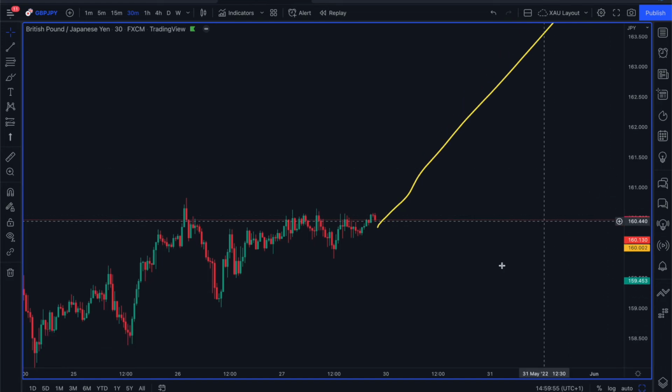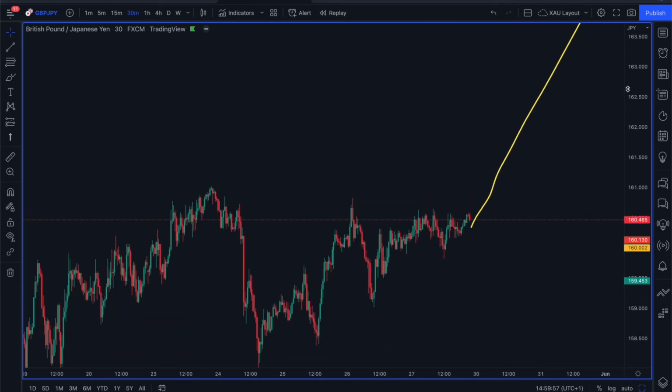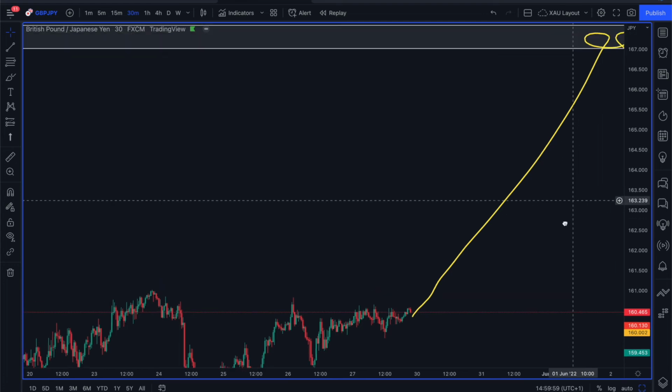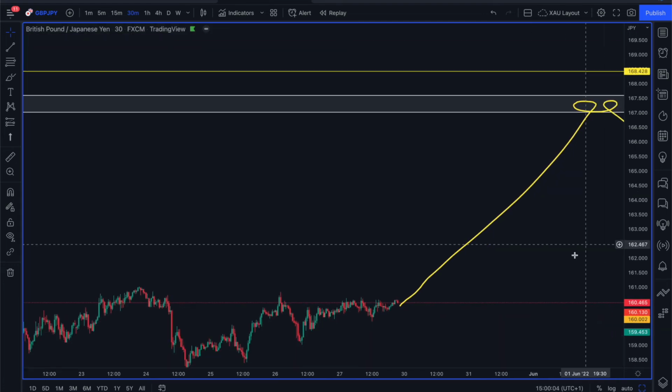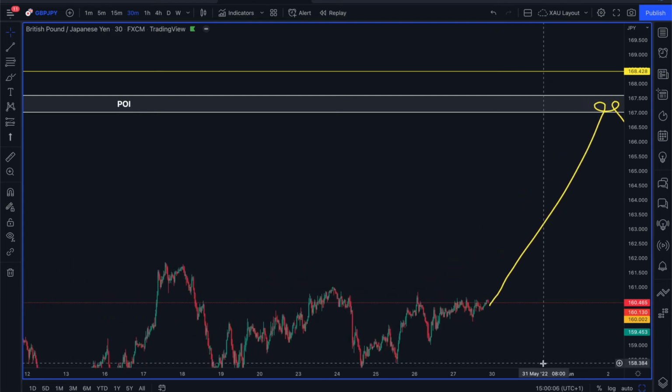So this coming week, look for those buy positions on Great British Pound to Japanese Yen, and just have this area highlighted for that long-term sell position that we'd probably have in the coming weeks.